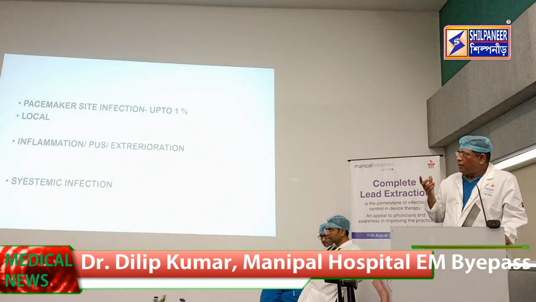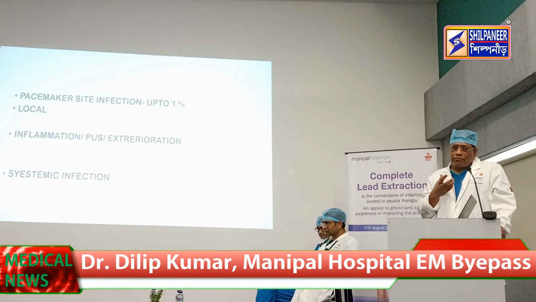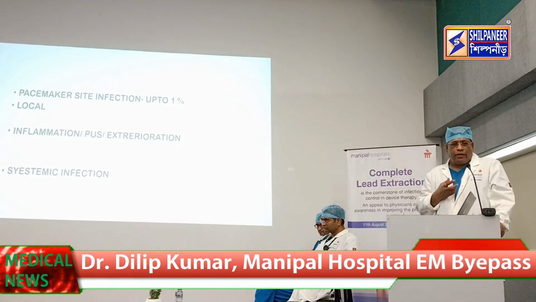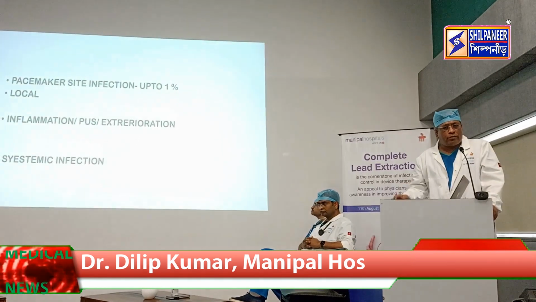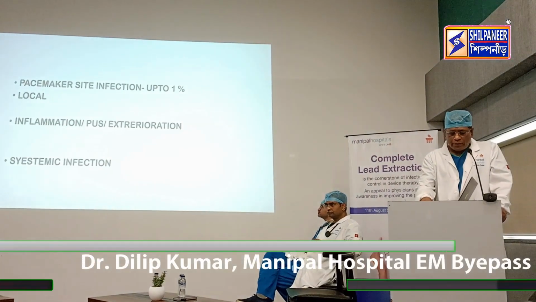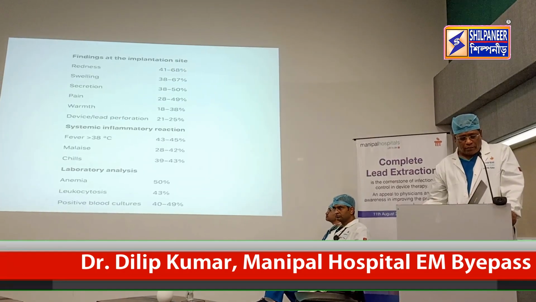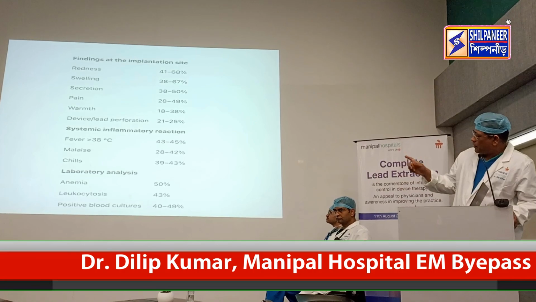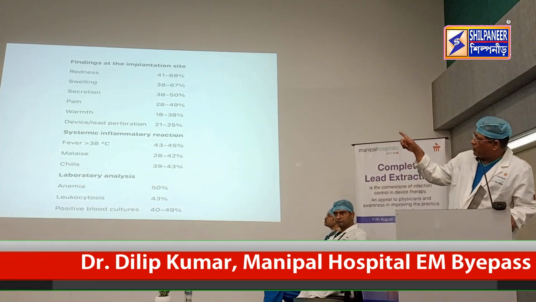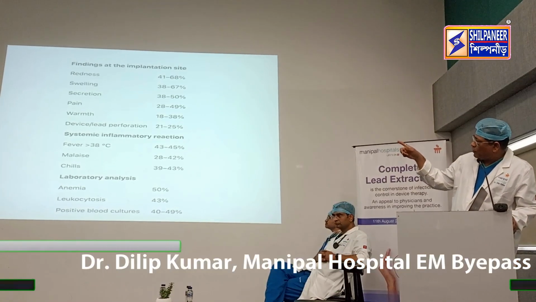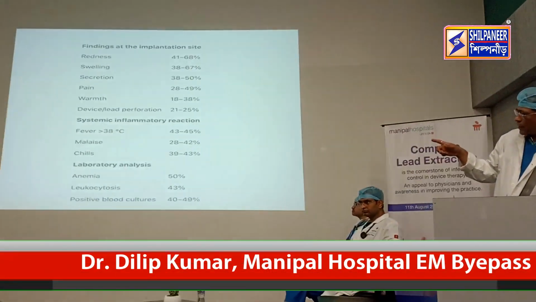It will present as local inflammation or pus, and fever. Sometimes you see the pacemaker comes out. You have all seen that the pacemaker sometimes comes out. So this is an extreme kind of representation of a pacemaker infection. These are the symptoms and signs of pacemaker infection: swelling, secretion, pain, warmth, and then fever, malaise, chills, anemia.